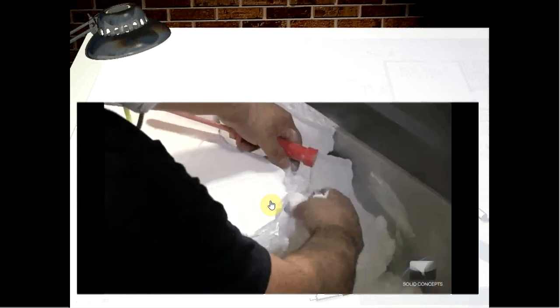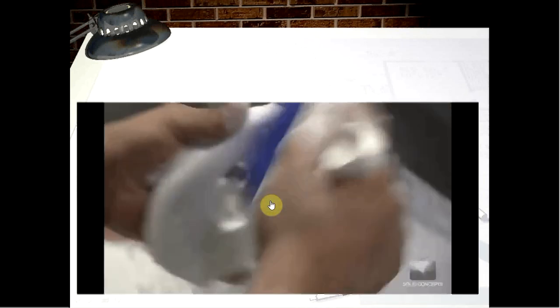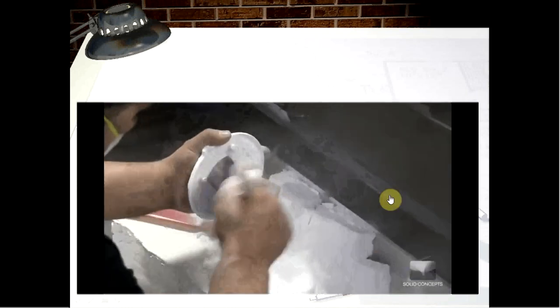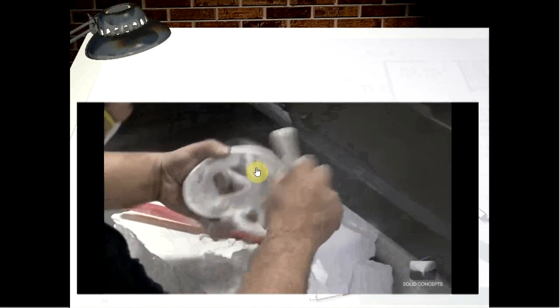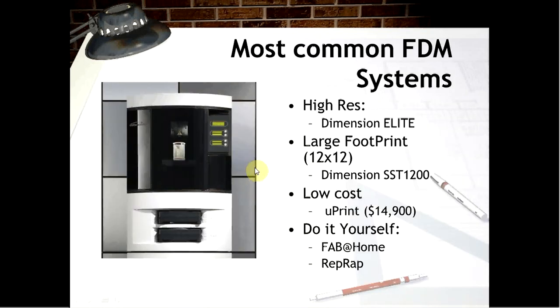Then it is exposed to UV light, or there is some processing, and then you will be able to remove that product out. Okay. Next is FDM. FDM is actually mostly used everywhere, but it requires a huge time for creating a product. High resolution, large footprint is available.